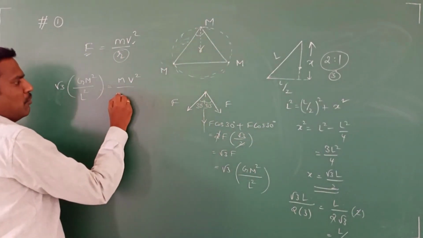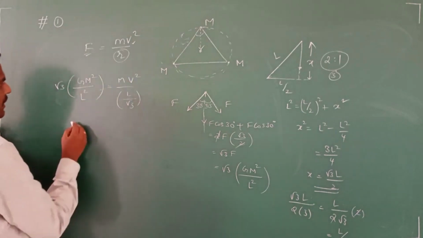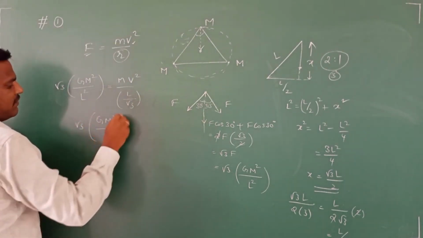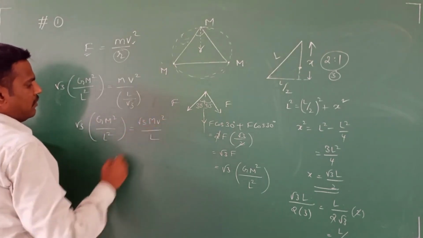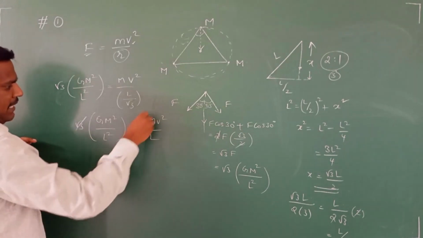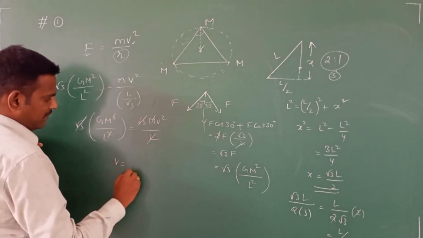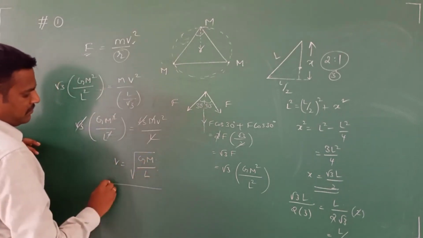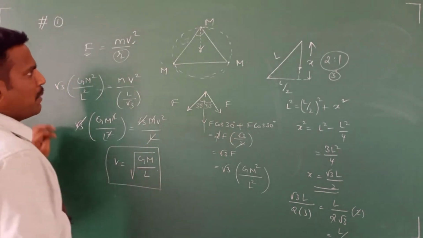That means radius equal to how much? L upon root 3. Now this root 3, if it comes to the numerator, root 3 times of GM square divided by L square equal to root 3 times of mv square upon L. Now root 3 cancels and m cancels out. L, so what will we get? v will be equal to under root of GM upon L. So this is the speed of the particle.